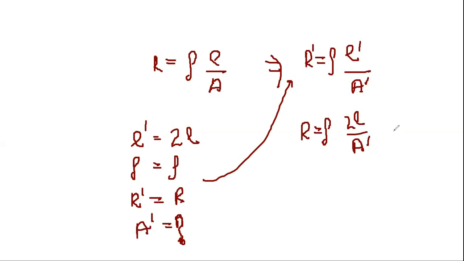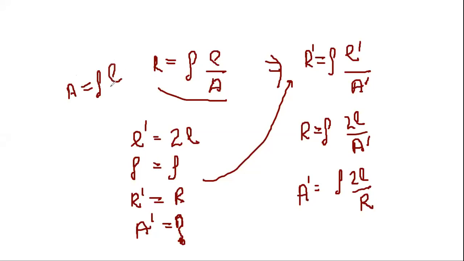So from here, dear students, what does it become? It becomes A dash is equal to rho 2L over R. So dear students, हम first equation से यहाँ से जब A की value find out करेंगे, वो क्या आएगा? It becomes rho L upon R. So this is equal to A.